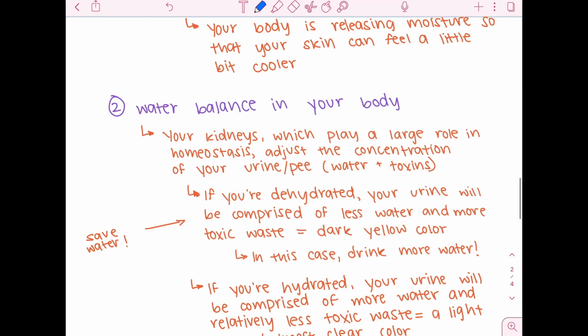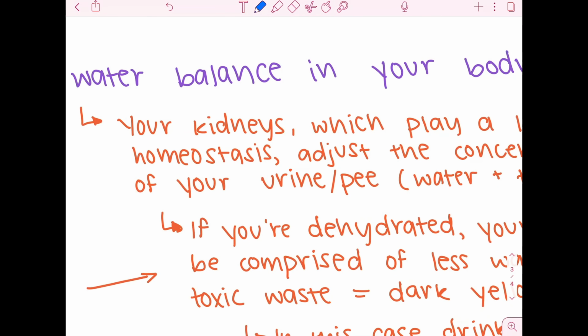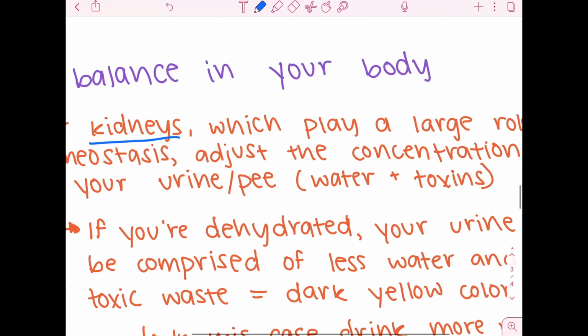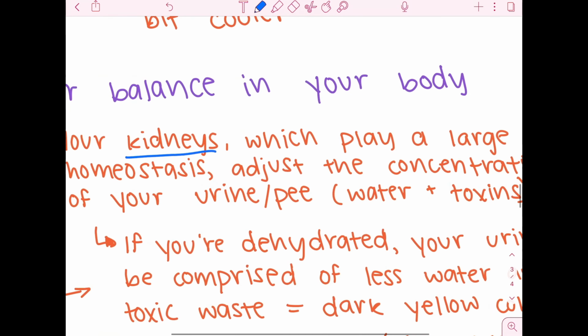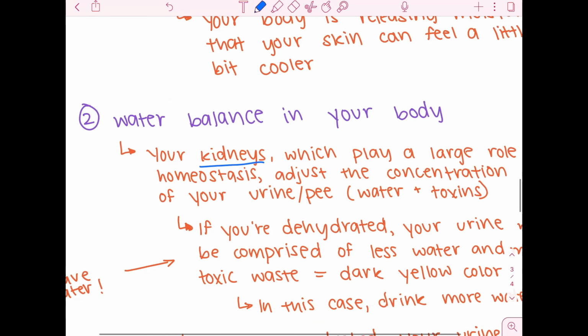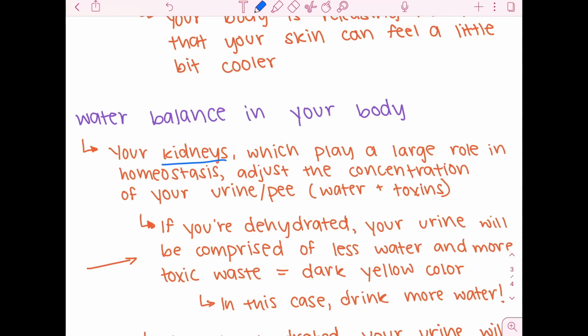Second is water balance in your body. It's amazing how homeostasis, which is just a function, can control such a big part of your body, water balance. Now, it does this by your kidneys. Your kidneys, which play a large role in homeostasis, adjust the concentration of your urine. And your urine consists of water and toxins. Toxins can include something that is unwanted in your body, for example, excess sugar, excess sodium, things like that.